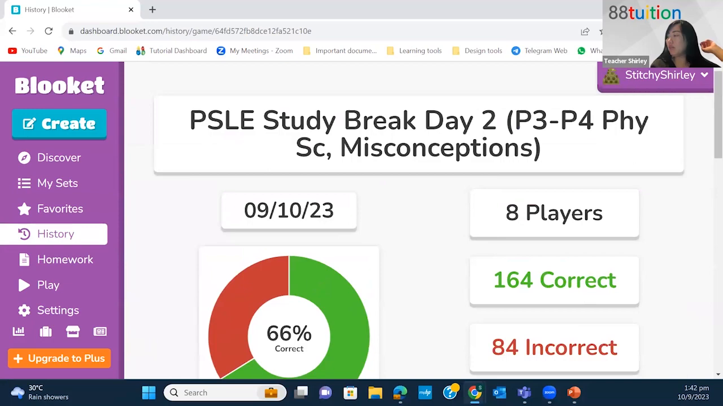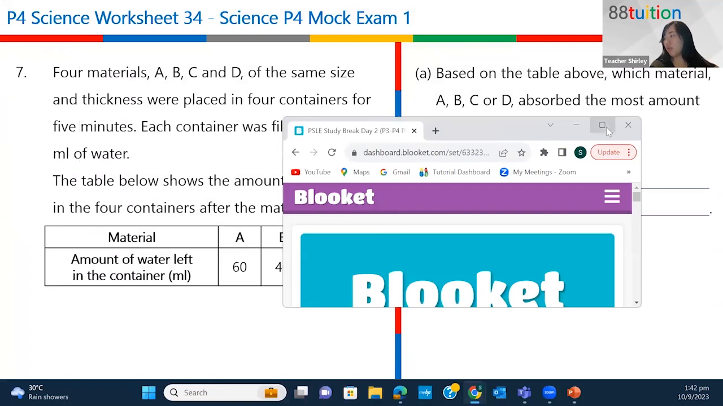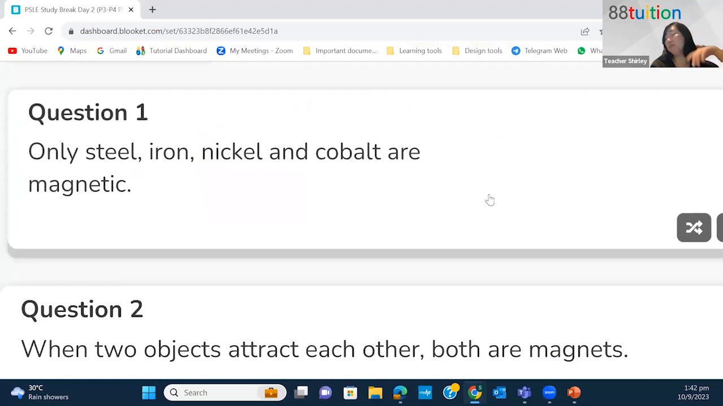Now let me just have a look at the questions. I think 66% is not too good a score. By right, as of now, you've already covered all the topics, so you should be able to answer most of the questions. Let me just quickly go through the questions.